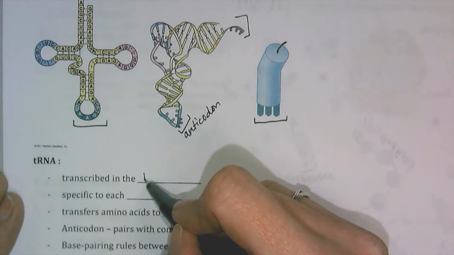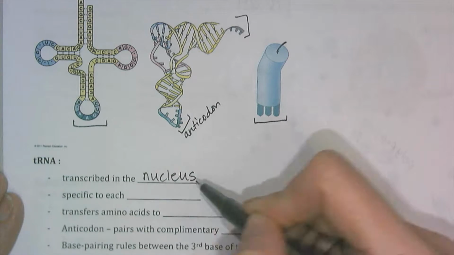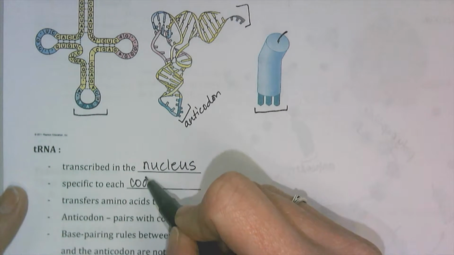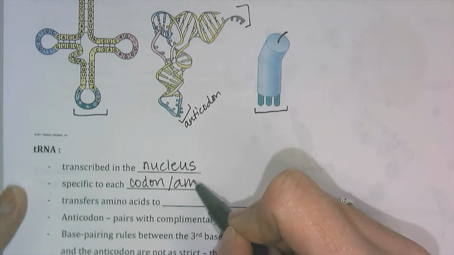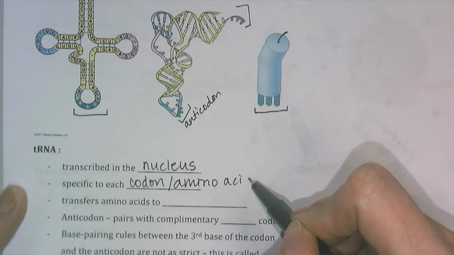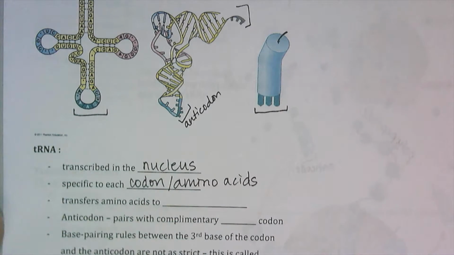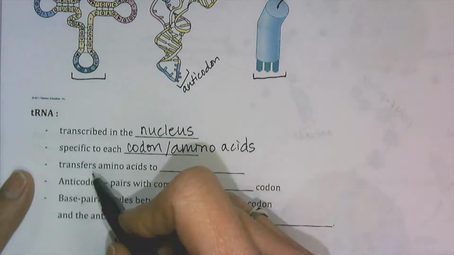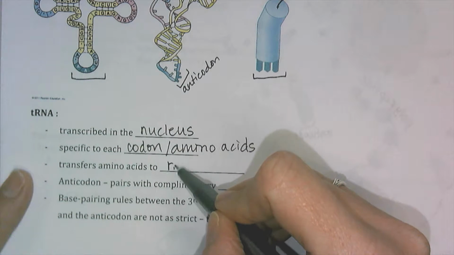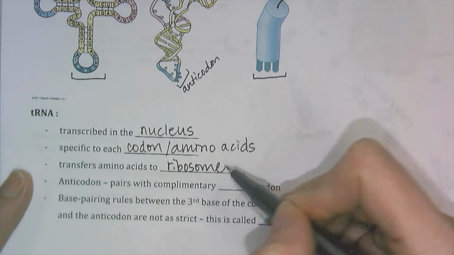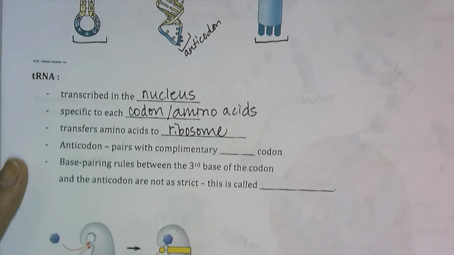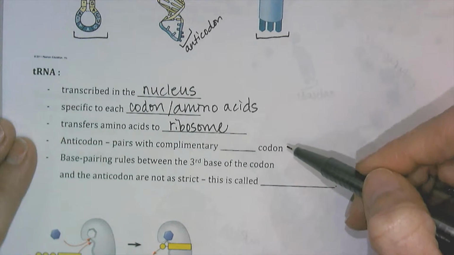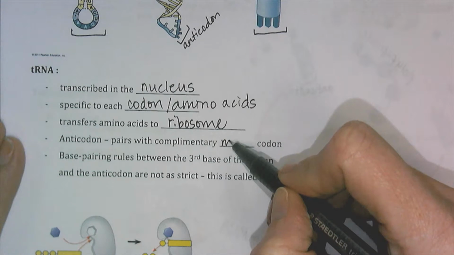The tRNAs are transcribed in the nucleus in the same way that the other RNAs are. They're specific for each codon and each amino acid. Now there are 20 different amino acids, and because the code is redundant, there are actually 64 different codons, so there are many different tRNAs. Their job is to transfer the amino acids to the ribosome to be used during protein synthesis, or translation. An anticodon pairs with a complementary codon found on the mRNA.